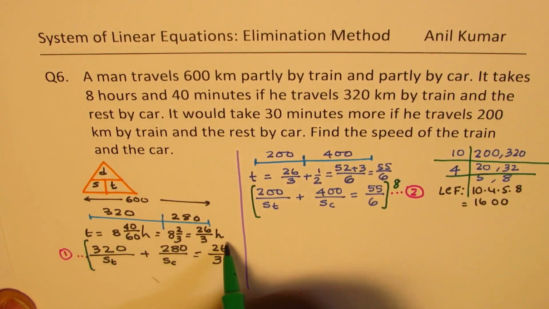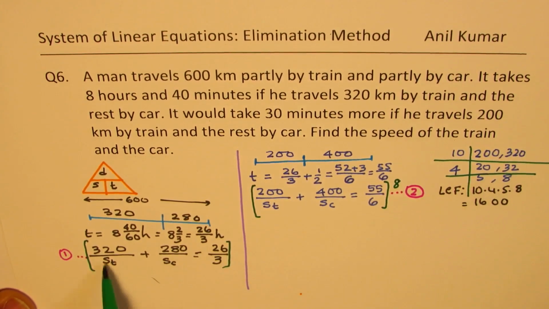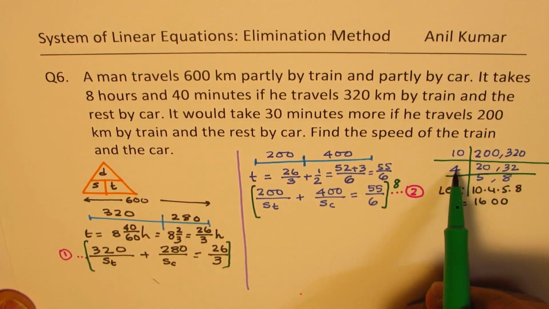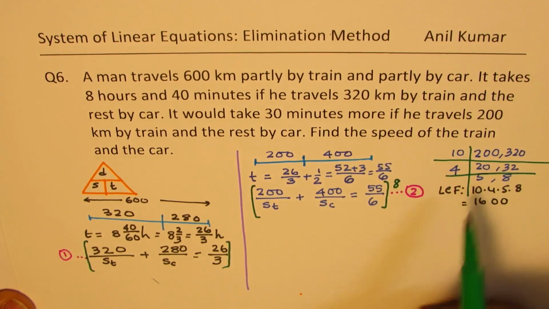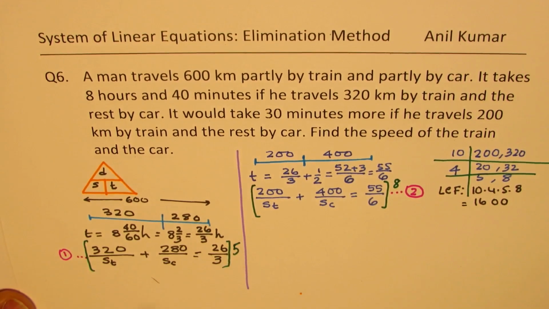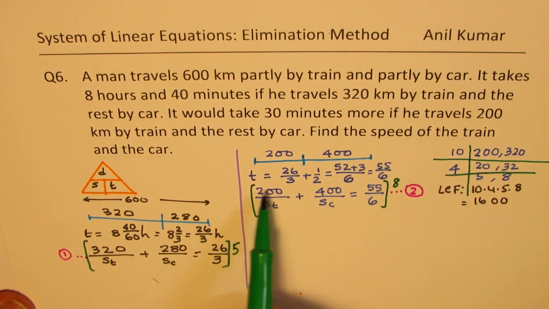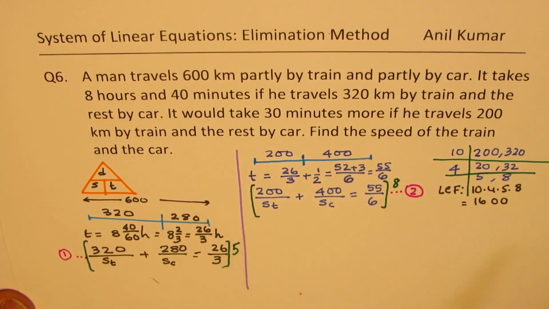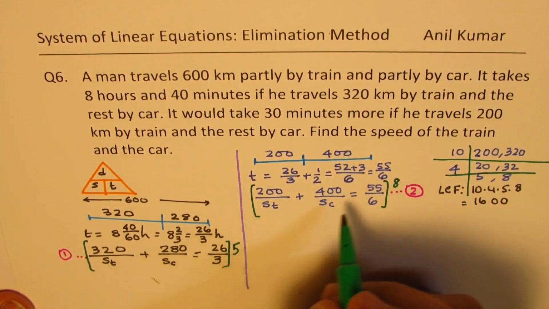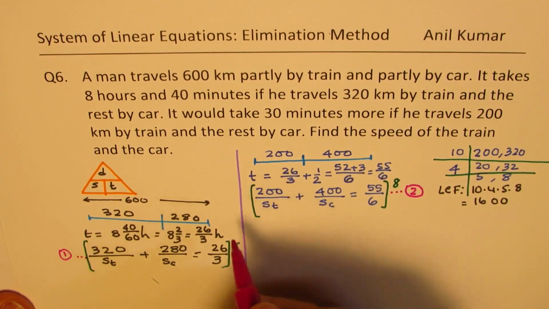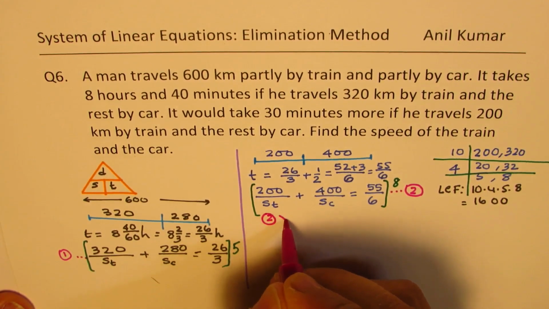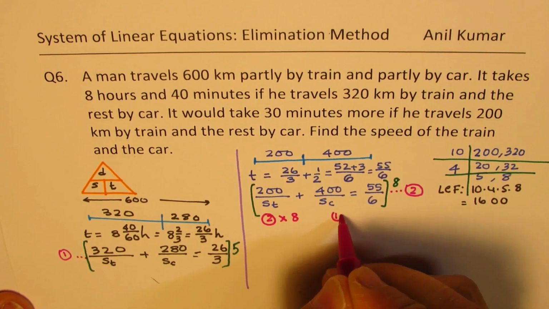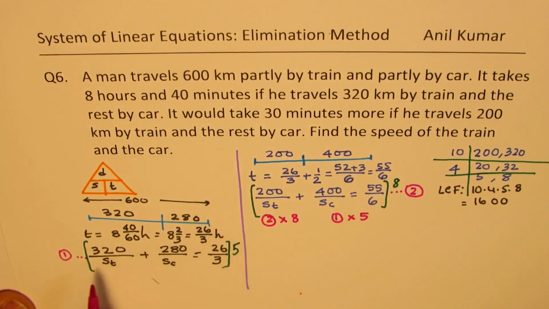So we are going to multiply this equation by 8, right? The other equation we need to multiply by what? 320, right? So 8 times 4 is 32, and 320 multiplied by 5. So we have to multiply this by 5 to get 1600 as a coefficient for speed of train. Is that clear to you? So what we are doing here is multiply equation 2 by 8, equation 1 by 5, right? Then what we get here is the same coefficient, and then we take away. Is that okay? That is the step.